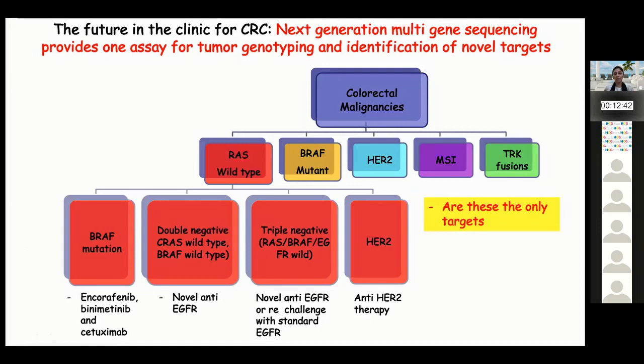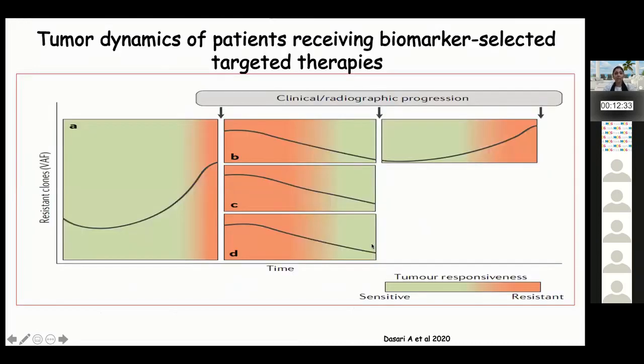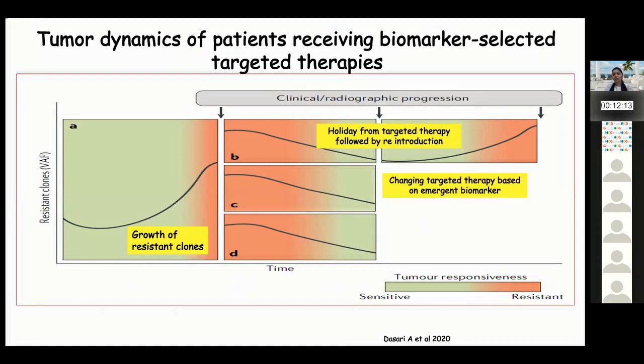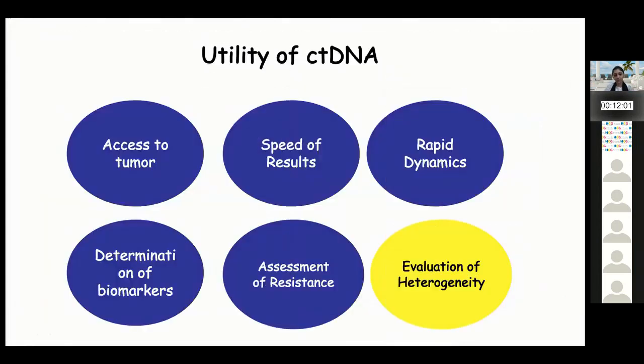So is the algorithm that simple? It is not. You can see it's very complicated because the algorithm gets more and more complicated with time as you have more and more resistant mutations that arise. So in my mind, when you're looking at the tumor dynamics of patients receiving biomarker selected targeted therapies, you need to look at it logically. When you're treating your patients with anti-EGFR, you need to understand that there will be growth of resistant clones, and you may then give a holiday from that targeted therapy and then follow it by reintroduction. You could change treatment therapy based on emergent biomarkers, or you could potentially introduce agents that are active against those downstream targets, like I mentioned earlier on.